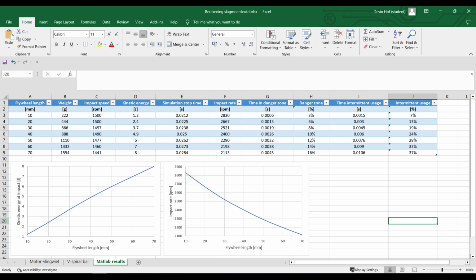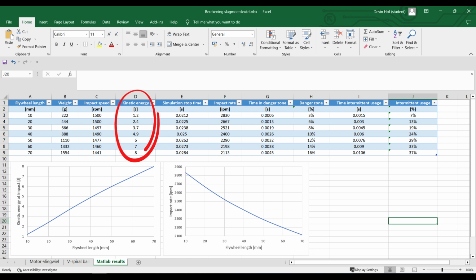the results are listed in this table. Notice that the kinetic energy increases and the impact rate decreases almost linearly with mass within this range, because the difference in impact speed is almost negligible. There is no obvious flywheel length that would perform best considering all factors.